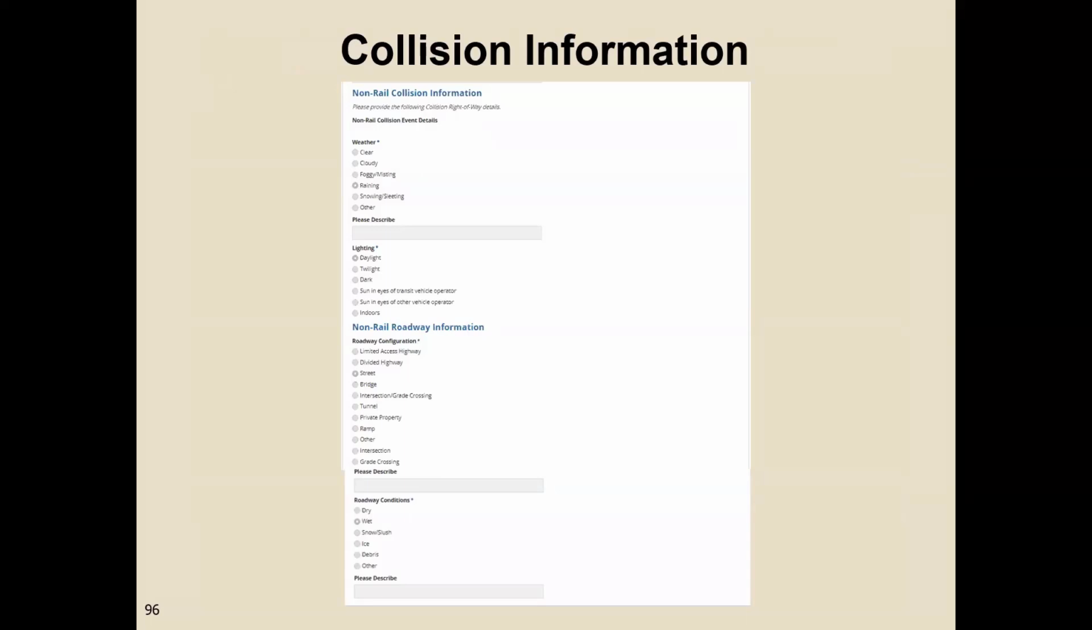Earlier I mentioned that we separated the intersection/grade crossing selection into an intersection selection and a grade crossing selection. You will notice that the form still includes intersection/grade crossing, but you can no longer select it. It had to be kept due to the mid-year launch and for historical data.